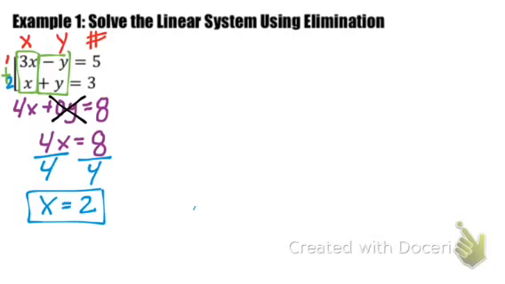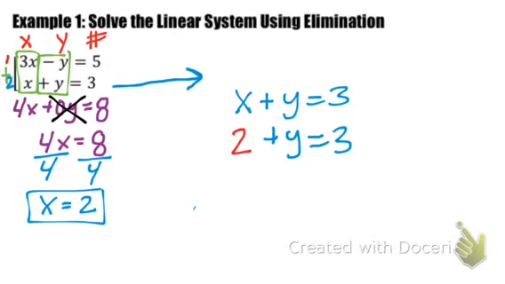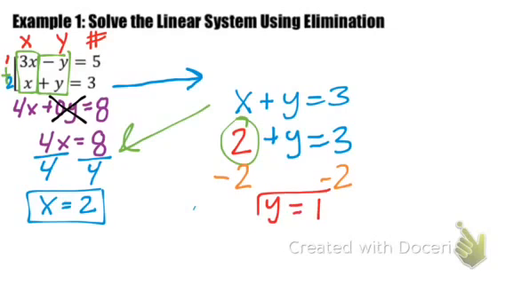Now to check to see what my other variable is going to be, y, I'm going to go over here, and I'm going to use the second equation just because I picked it, and I'm going to substitute in my value of x. So I have x plus y equals 3, and then I put in the 2 because I figured out what it was earlier. So then if I simplify further, if I subtract 2 from both sides, y equals 1.